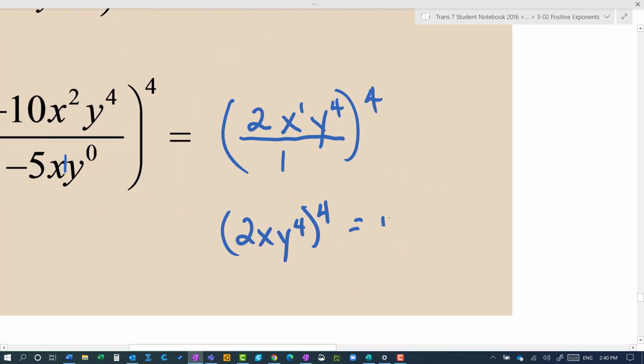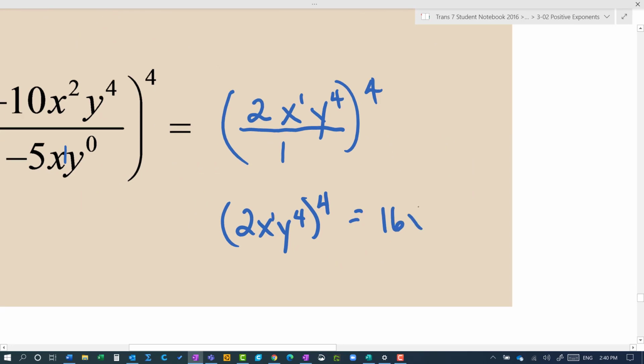So 2 to the 4th is 16. X to the 1st to the 4th is x to the 4th, because we're multiplying our exponents. We're raising an exponent to an exponent. And y to the 4th is y to the 16th.